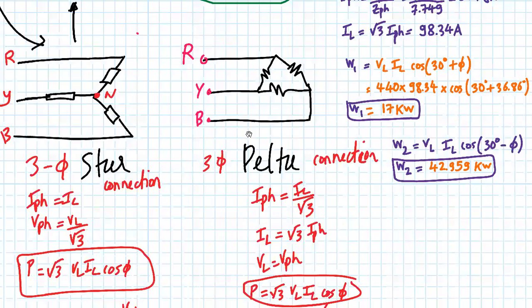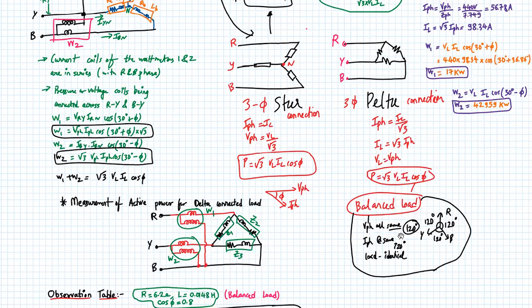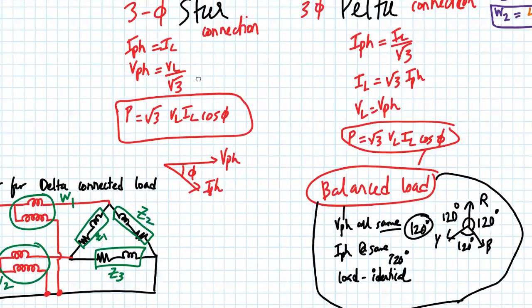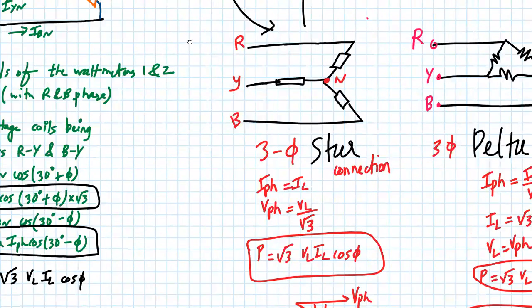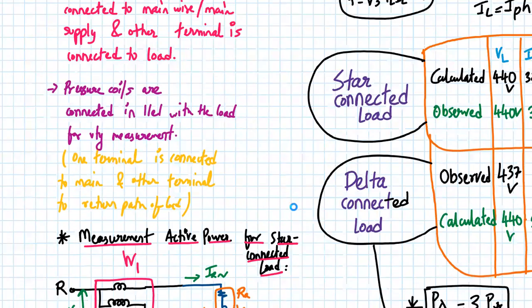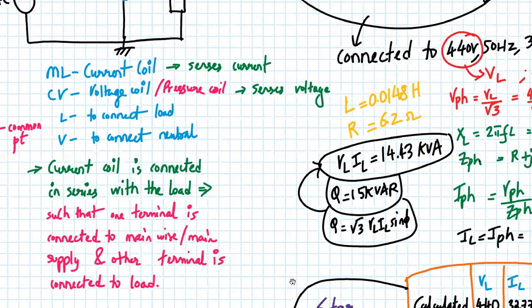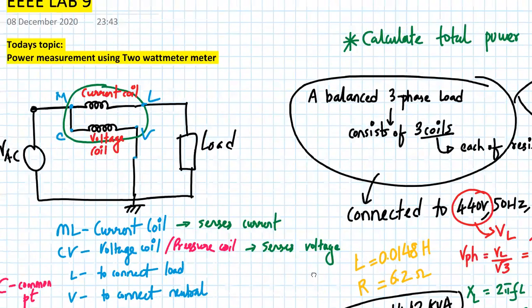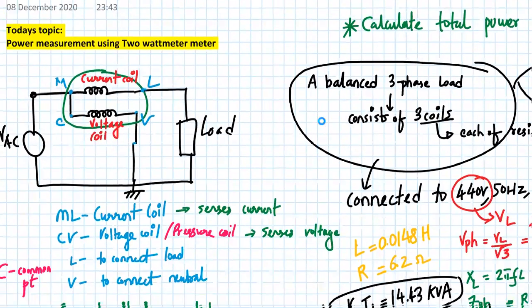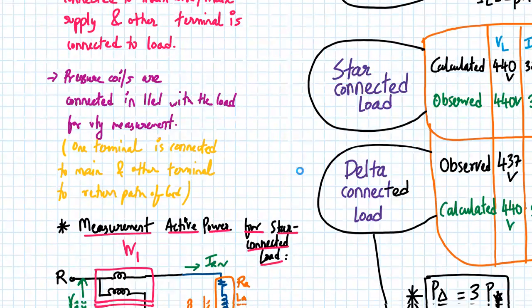So that is the meaning of a balanced load. I hope that this point is clear. Okay. Now let us come back to our main point. So we have to do a measurement using a 2 wattmeter method. So the circuit diagram is this.